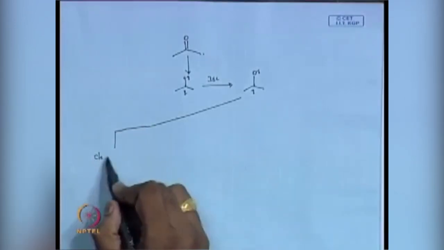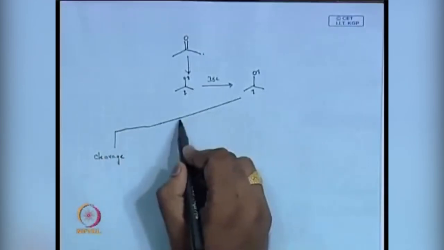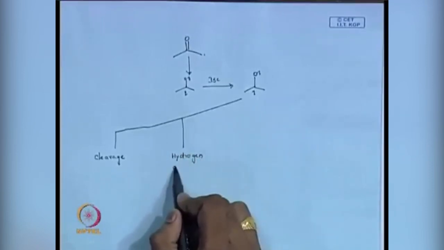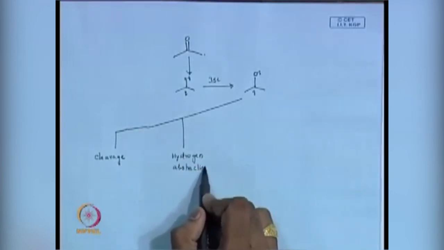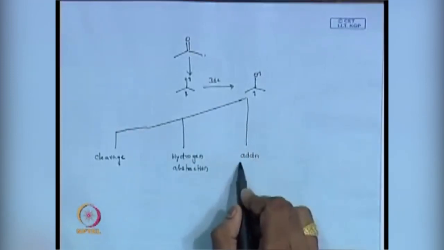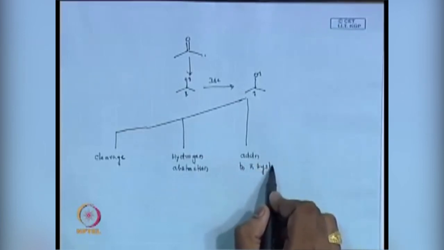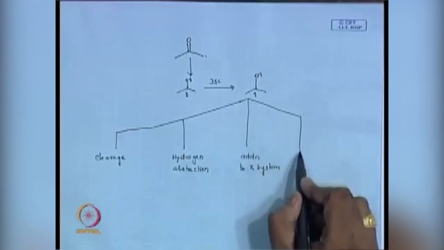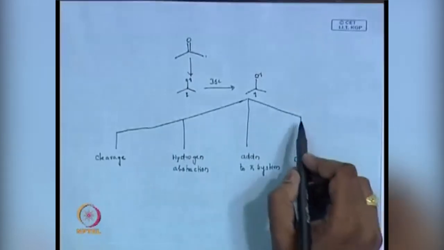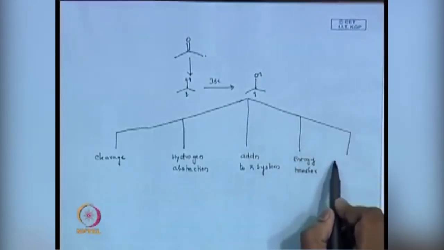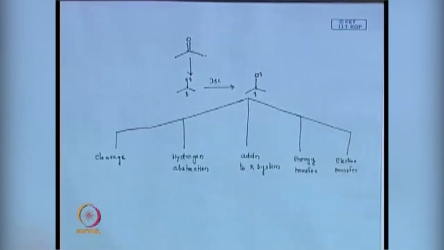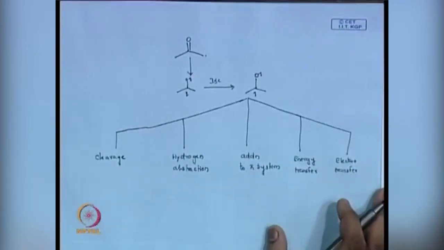And we have studied, based on this, the first reaction we were studying was cleavage reactions, then we studied hydrogen abstraction, then we studied addition to pi system, we went to energy transfer, and then we went to electron transfer. So we have studied these 5 sets of reactions, right.